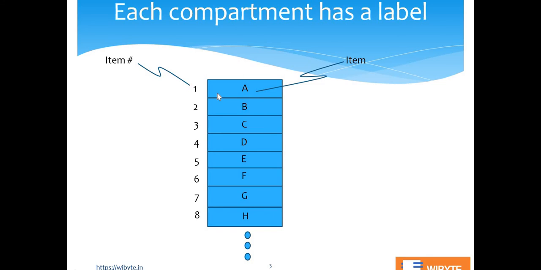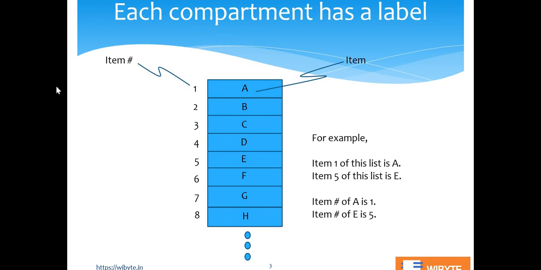For example, in this particular case, item 1 of this list, whatever this list is, is A. The reason is because inside the first box I have an A. Similarly, item 5 of this list is E. The reason again is that if I look at box number 5, I have an E inside. Conversely, item number of A, which is which compartment is A residing in? Well, item number of A is 1. Item number of E is, for example, 5.